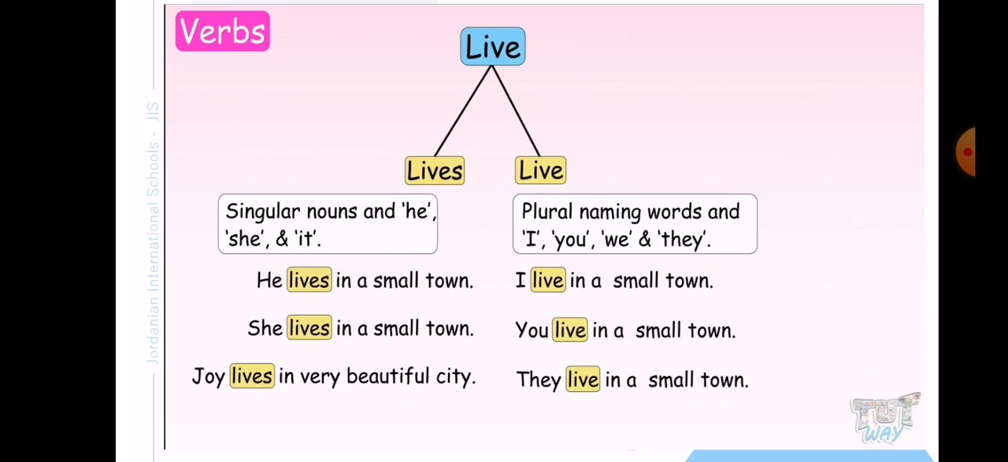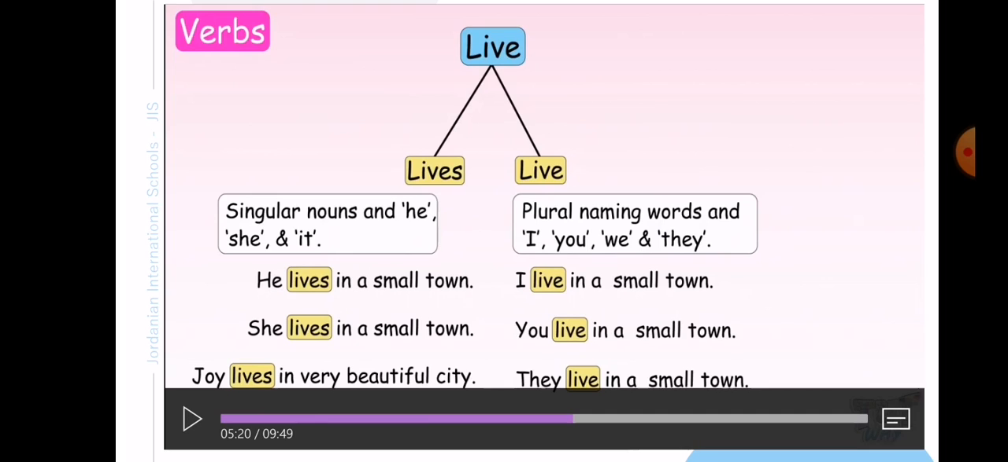Joy is the name of a girl. Joy lives in a very beautiful city because Joy is a singular person, so I added s to the verb. On the other hand, if you look at the next part, with a plural subject, we don't add anything to the verb. We keep it as it is. So it says, I live, you live, they live, the kids live, the students live. We cannot add s to the verb with the plural subject.